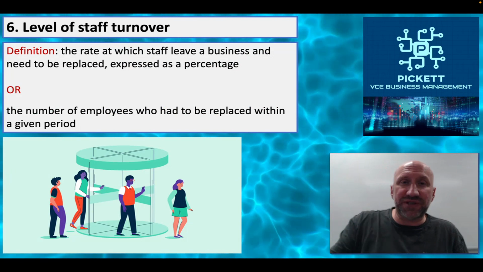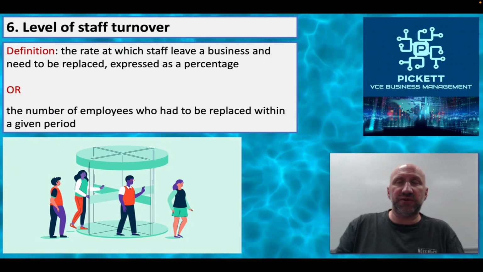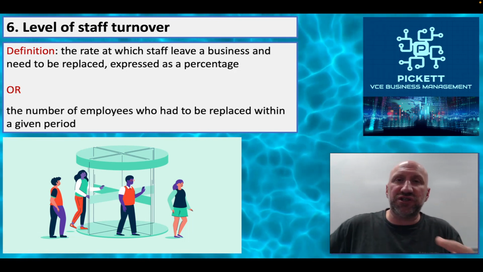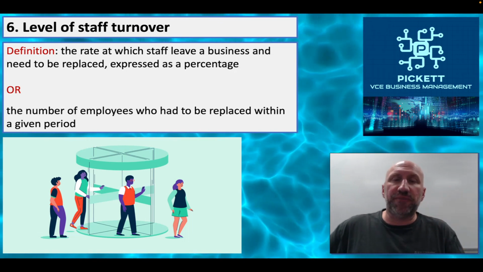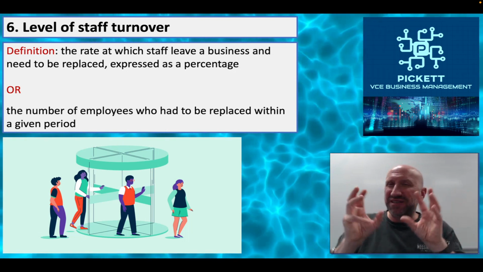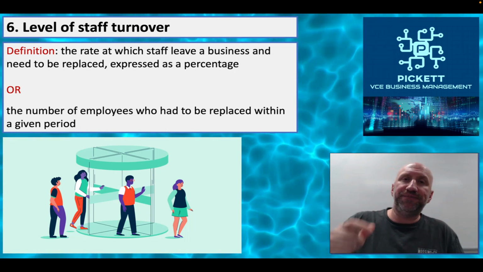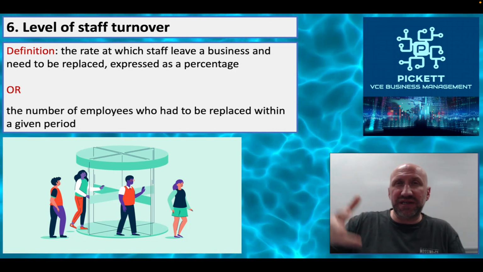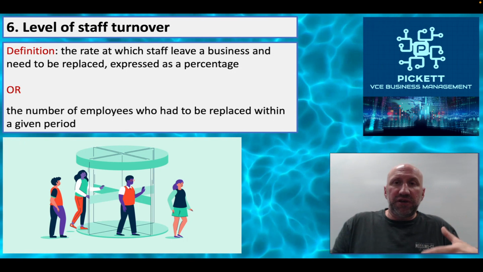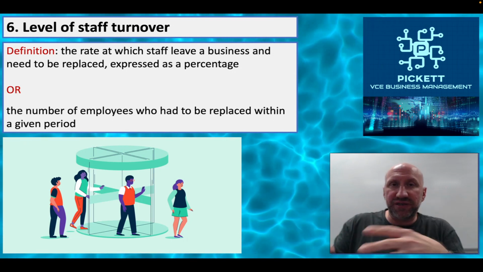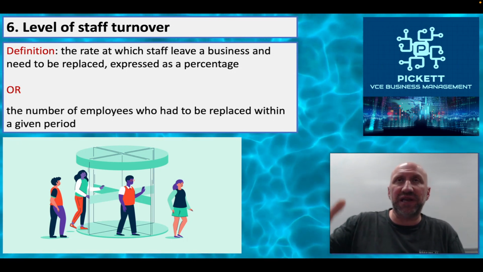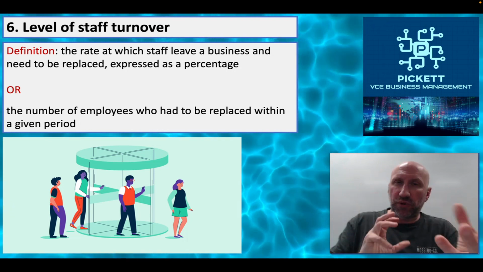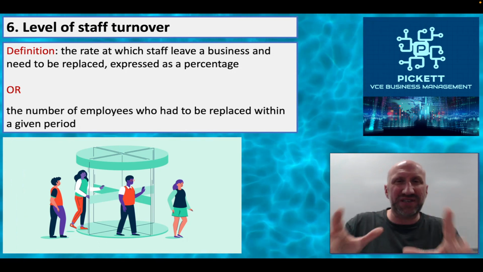Right, closely linked to absenteeism is our staff turnover. Again, we know there's a close link to those from earlier in the course. So this is the rate at which staff leave a business and need to be replaced, expressed as a percentage. It's a very accurate definition there. Not just leaving a business, because leaving a business could mean people being made redundant. That's not included in staff turnover. Staff turnover are people that are leaving and you have to replace them. That's an important part of the definition.